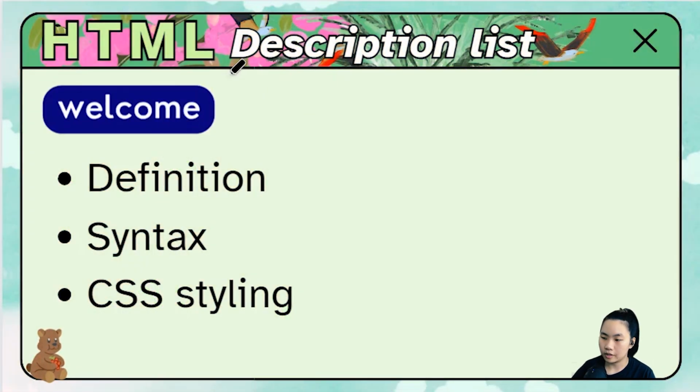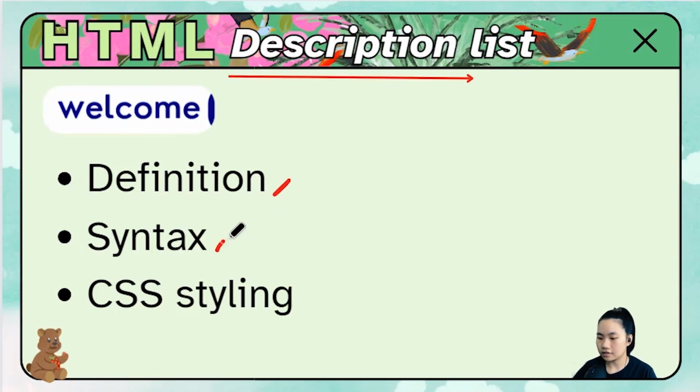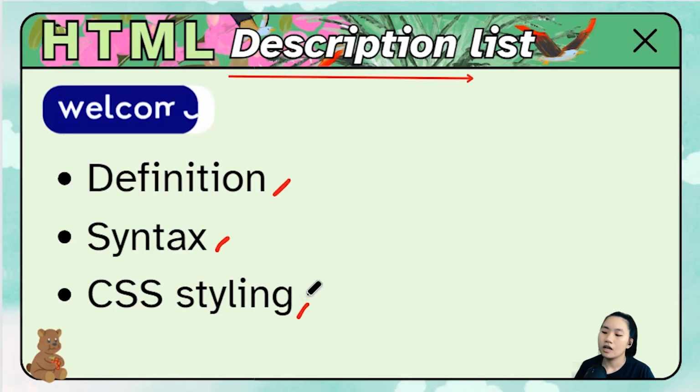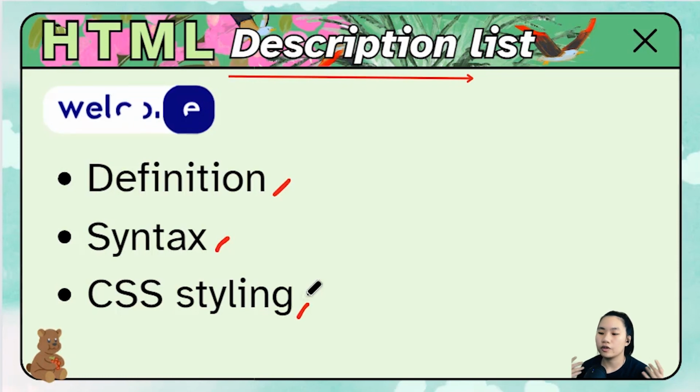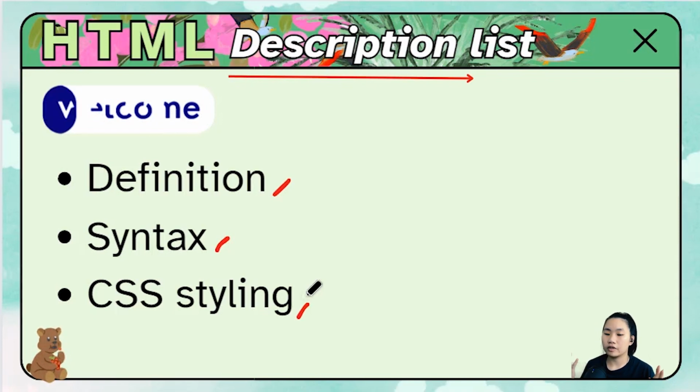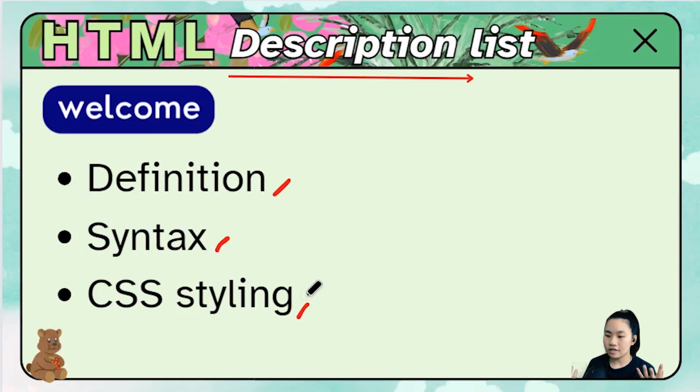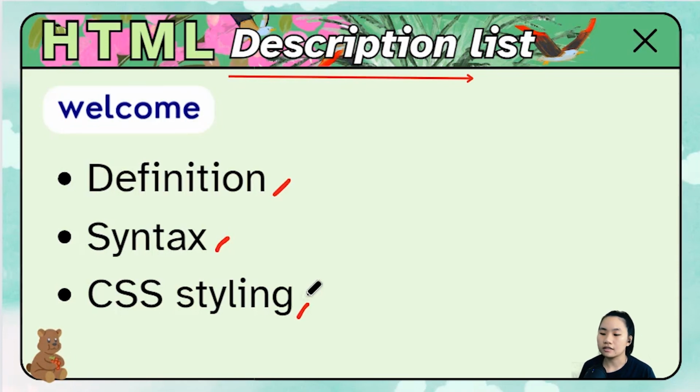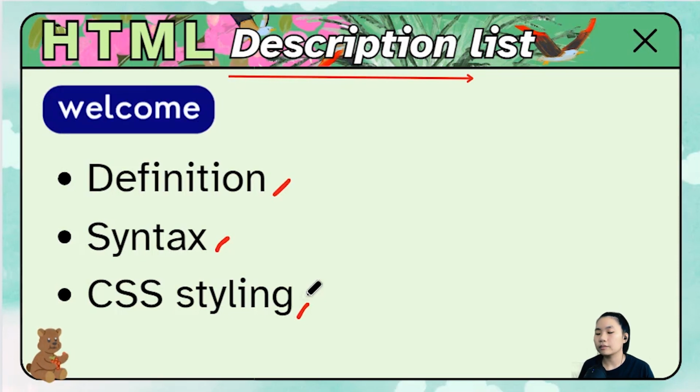Today's lesson is going to be about description list. We'll be looking at the definition, the syntax, as well as the CSS styling available for a description list. Since it is a list, it's very similar to unordered list and ordered list, so you can expect it to have very similar logic when it comes to syntax and CSS. I would say most of the CSS that you have for unordered list, you can definitely apply to description lists. It's not the exception.